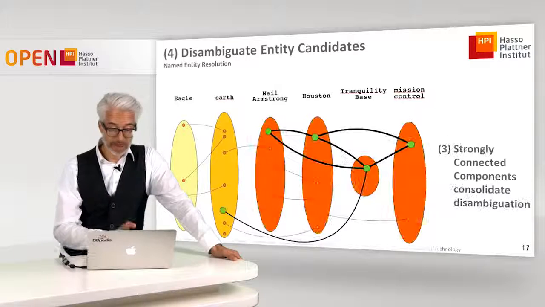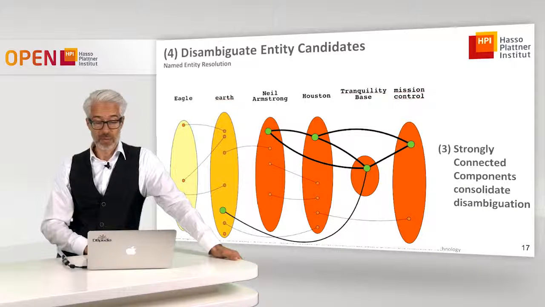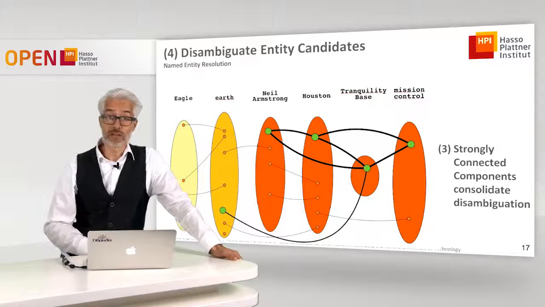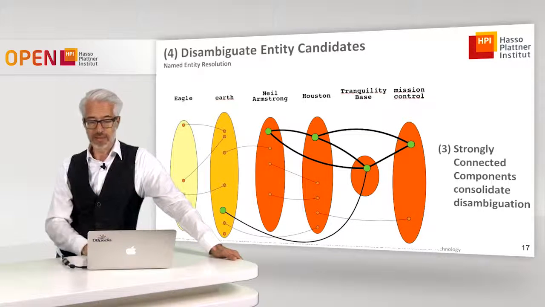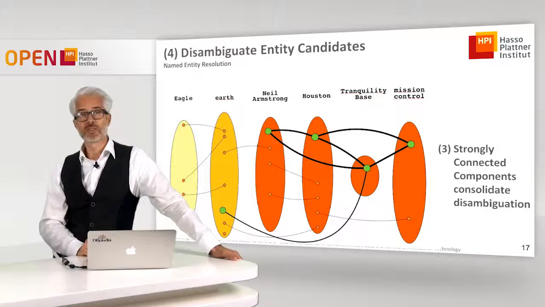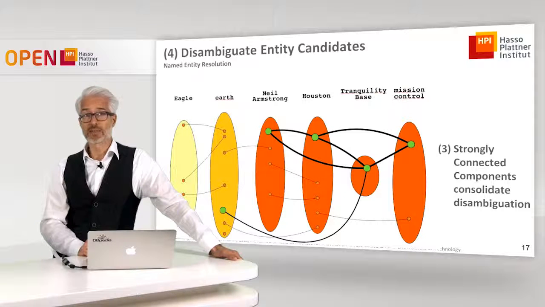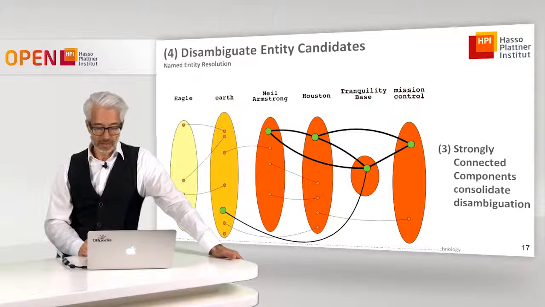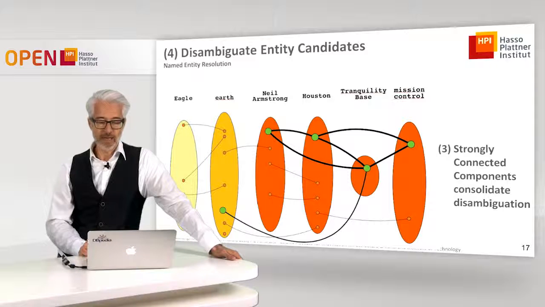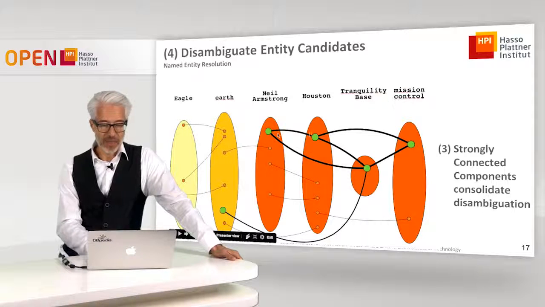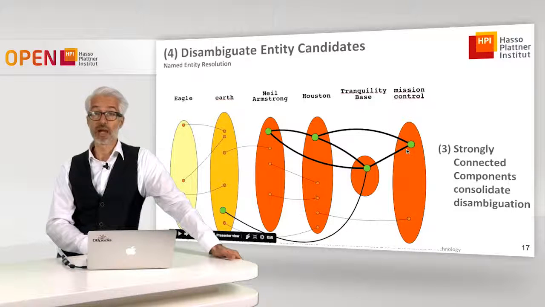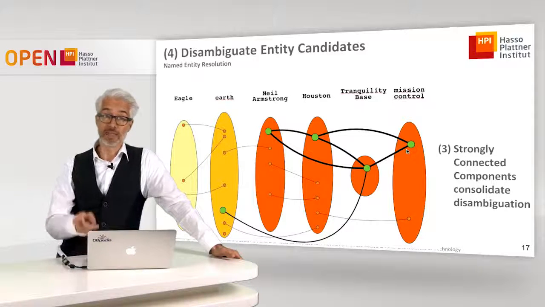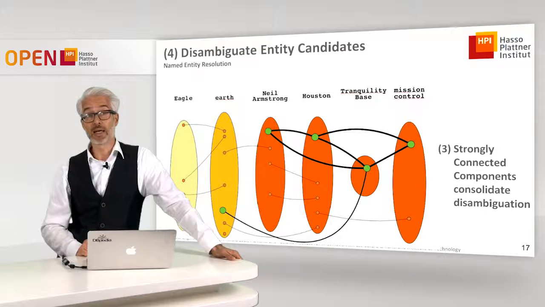And furthermore, I see that, for example, here are even strongly connected components. So there are further connections among exactly these ones. And these strongly connected components furthermore consolidate my disambiguation and show me that it's really highly likely that these 4 are definitely or most likely the ones which have to be chosen because they are connected to the others. They are related to the others.